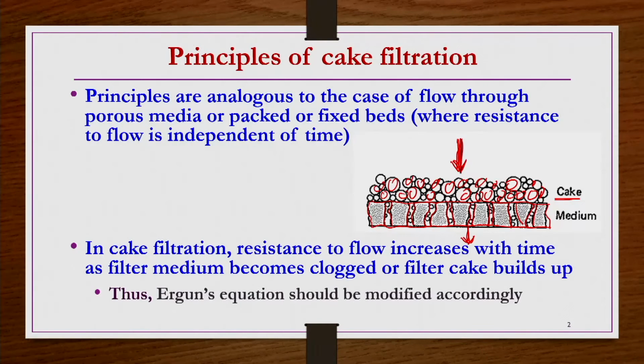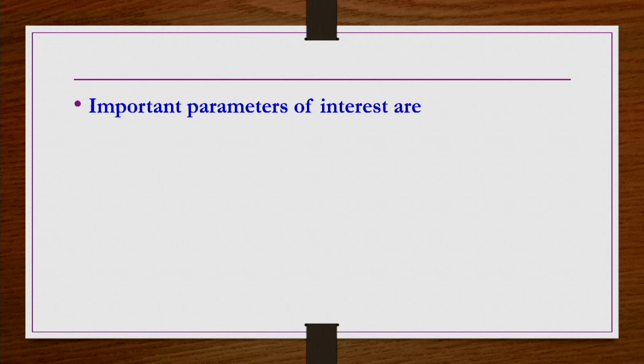Once you bring the time factor into the equations of flow through packed bed, then accordingly the other things will also automatically come into the picture. How they come, we are going to see now. So, in this cake filtration, what are the important parameters of interest? Obviously, we have seen the filtrate volumetric flow rate and the resistance to the flow, that is the pressure drop, and that pressure drop increases with time.